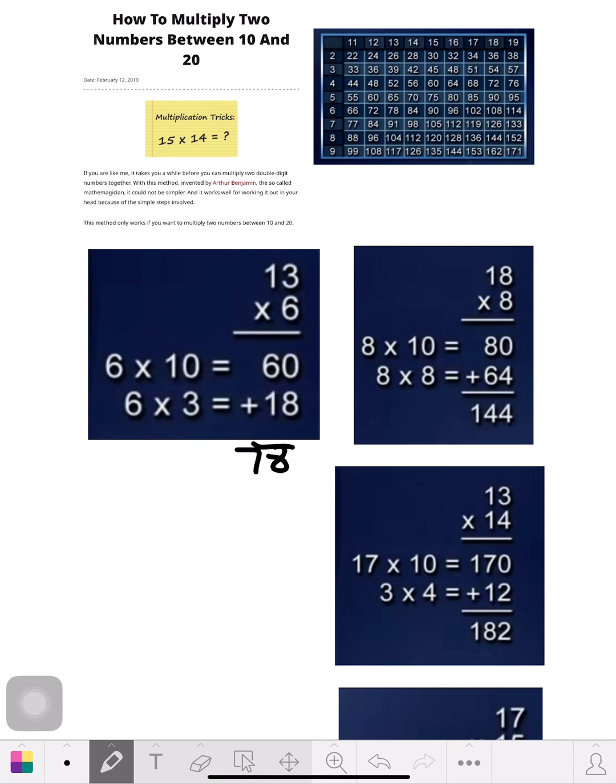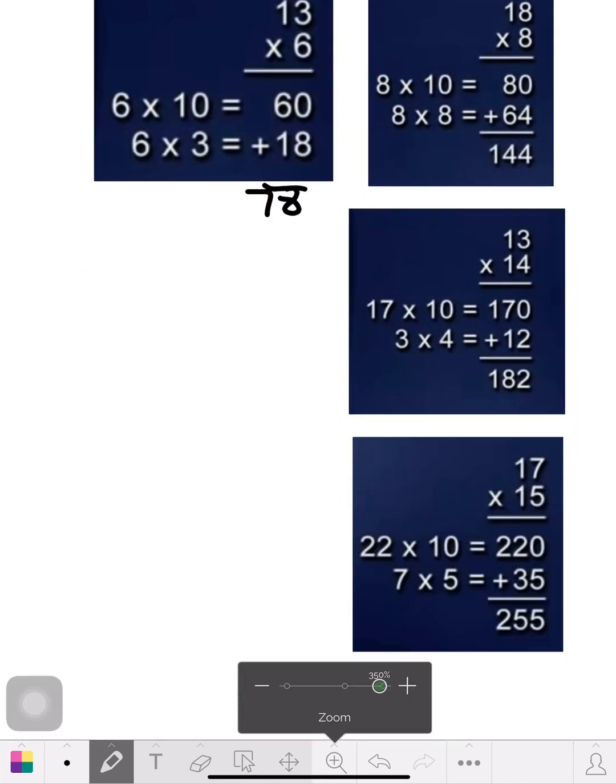Now, let's move on. If you have two numbers between 10 and 20, like 13 and 14, what you do is take the 13 and add the 4 to it, which comes up with 17. So you're adding the single digit of one number to the other, and it works in reverse too. If you took the 14 and added the 3 to it, you still come up with 17. 17 times 10 is 170. Then you take the units digits of the problem and multiply them together, and you get 12. Your answer is 182. And that was all there was to that.